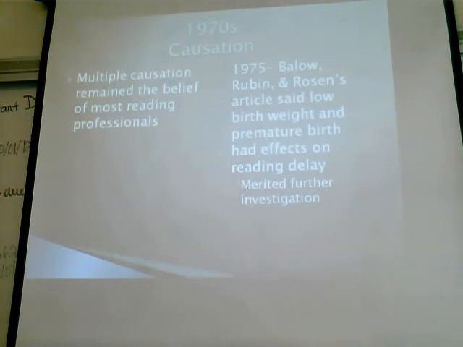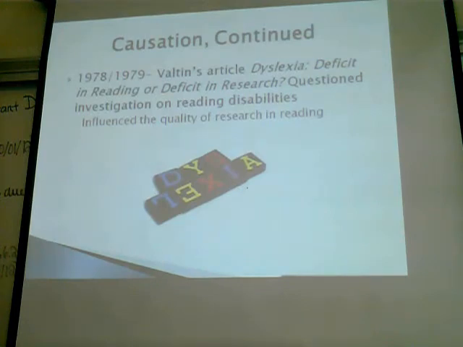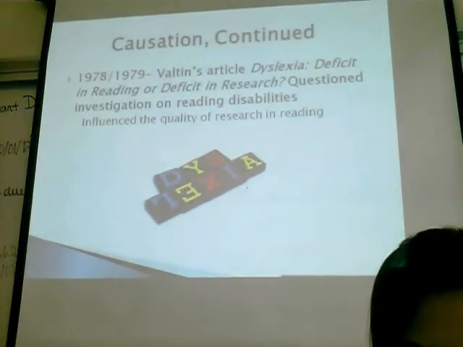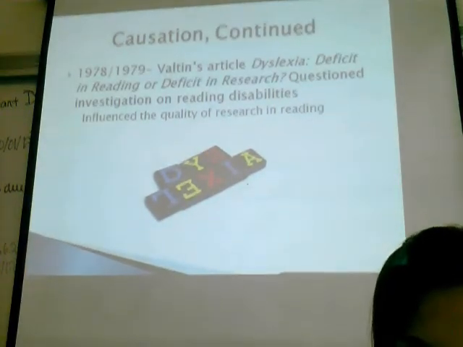In the 1970s, the theory of multiple causation remained the belief of most reading professionals. In 1975, Ballow, Rubin, and Ross's article said that low birth weight and premature birth had effects on reading delay. This merited further investigation. In 1978-1979, Vallance wrote an article titled Dyslexia, Deficit in Reading or Deficit in Research. This questioned the investigation on reading disabilities and influenced the quality of research in reading.